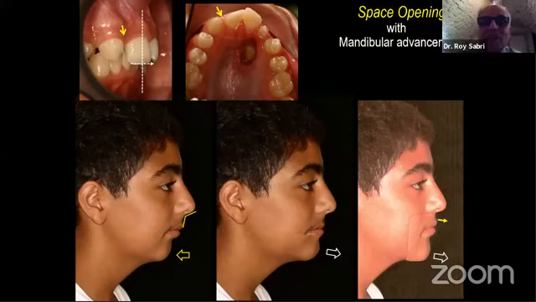And had she accepted surgery, I would have gone for space opening, implant, and mandibular advancement. Space opening would have advanced the upper lip, given him upper lip support, and I would have created an overjet, and the surgeons would have advanced the mandible.